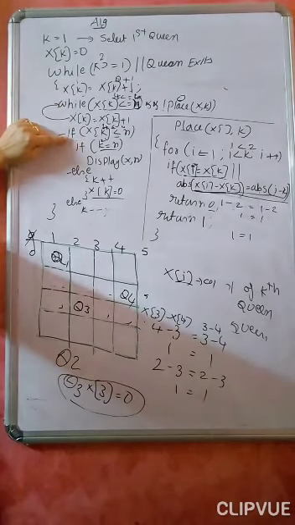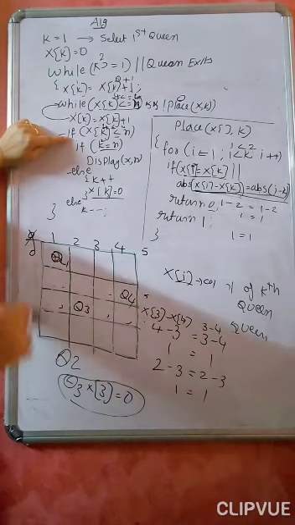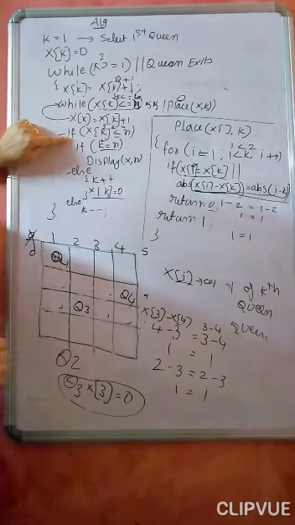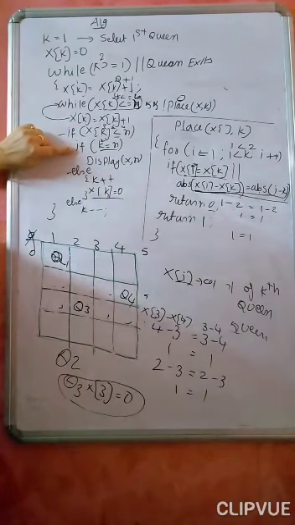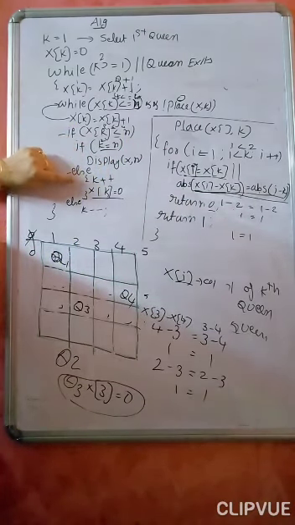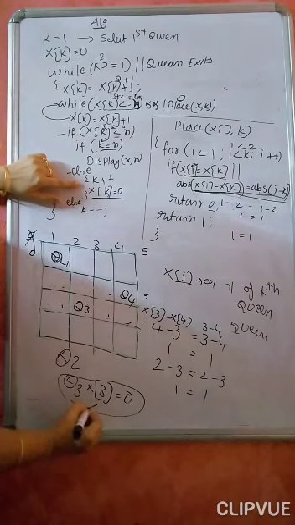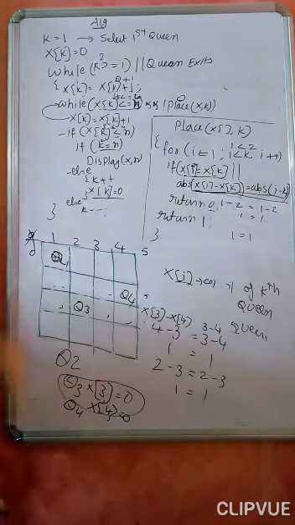So now I am checking: x of 3 is how much? It is 3, which is less than or equal to 4. Then yes, I will come here. Is it the last queen? No. So I will consider the next, k plus plus. K plus plus means I am considering the fourth queen, so x of 4. Fourth queen I am considering, and I am not placing it in any of the columns.